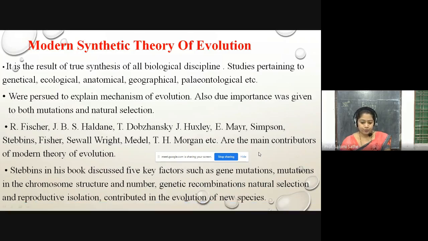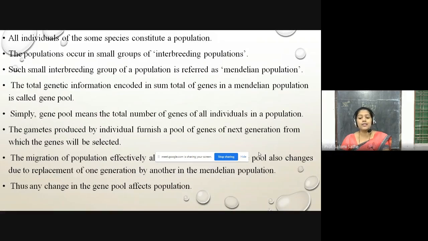Now, all individuals of the same species constitute a population. As we know, every species has its own population. All individuals of the same species constitute a population. The population occurs in small groups of interbreeding population. Such a small interbreeding group of population is referred to as Mendelian population.